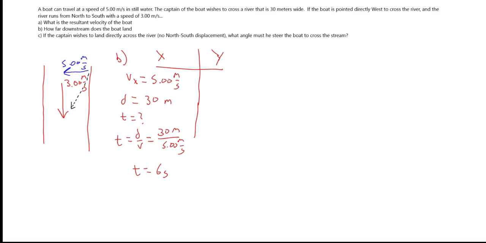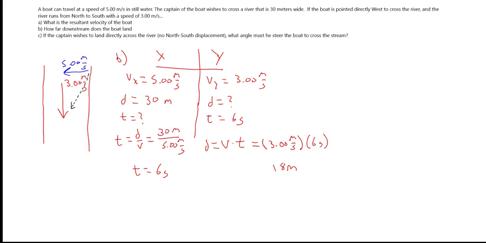Now we're going to take that and go over to our y direction. And we know that the speed in the y direction is 3.00 meters per second. We don't know the distance. That's what we're trying to find. And the time is 6 seconds. So now we just go ahead and say distance is speed times time. We plug and chug, 3.00 meters per second times 6 seconds is going to be 18 meters. So as this travels across 30 meters, it ends up 18 meters downstream.